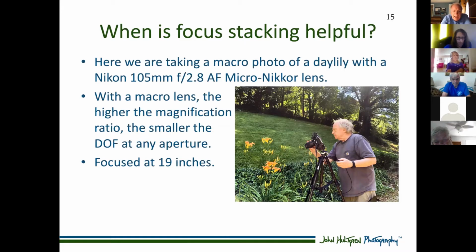the higher the magnification ratio, the smaller the depth of field is at any aperture. So the first thing I did was I set up my tripod, I had my camera on there, and I focused on the flower I wanted to take a photo of. And that flower was 19 inches away.